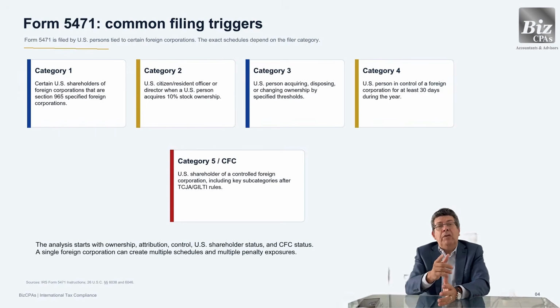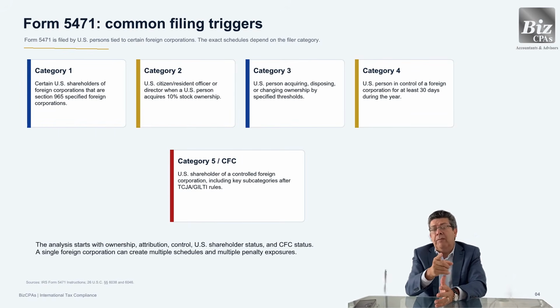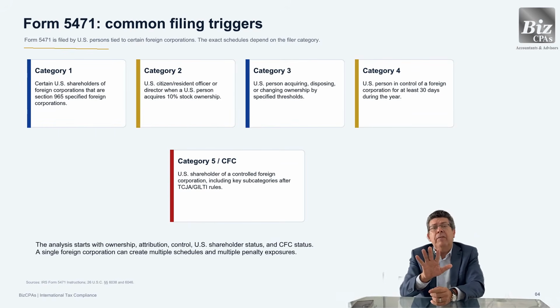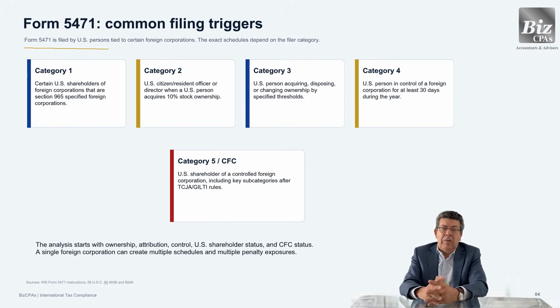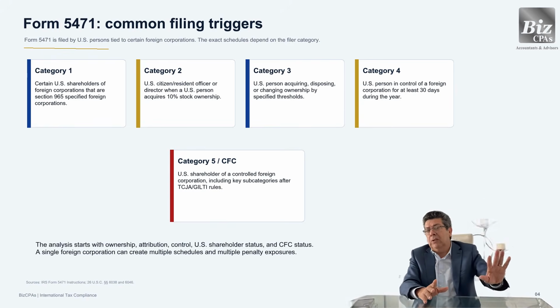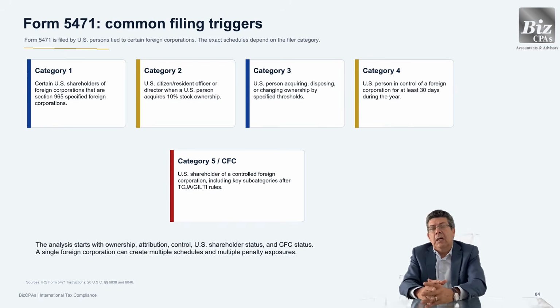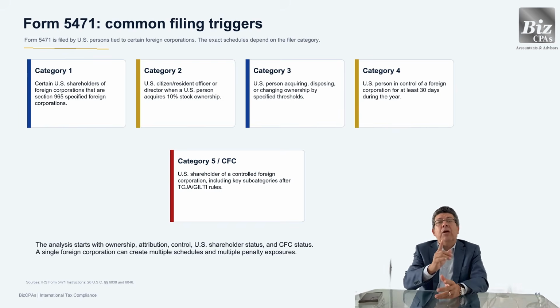Now, let me go deeper into the filing requirements of Type 1, Form 5471. There are basically 5 categories or sections that a U.S. person needs to be mindful of to prepare or file the form correctly. Category number 1, I'm going to leave aside because it's not that applicable anymore. But category 2 applies to U.S. citizens or residents who are officers or directors of a foreign entity.